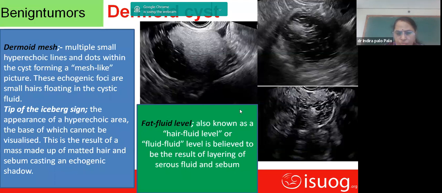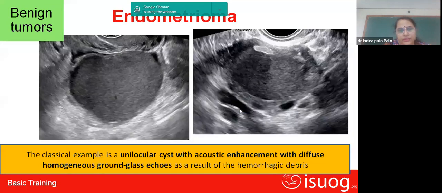also known as the hair-fluid level, which is believed to be the result of layering of serous fluid along with the sebum. So there will be a circumscribed mass with a hyperechoic mass suggestive of a mesh-like structure. These are echogenic foci that consist of small hairs floating inside the cystic fluid, that is sebum or fat. The next common benign tumor we encounter is endometrioma.